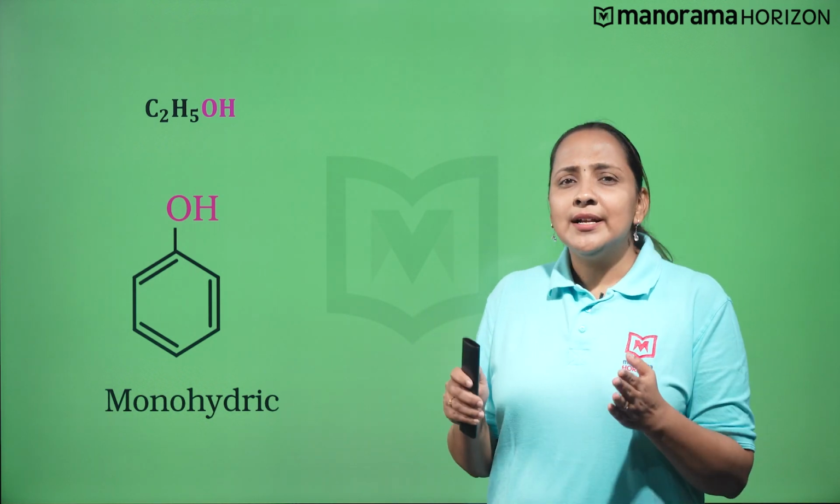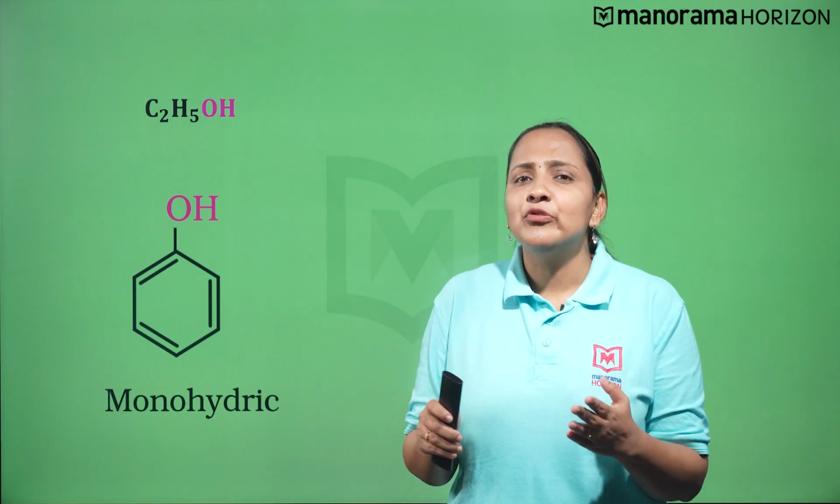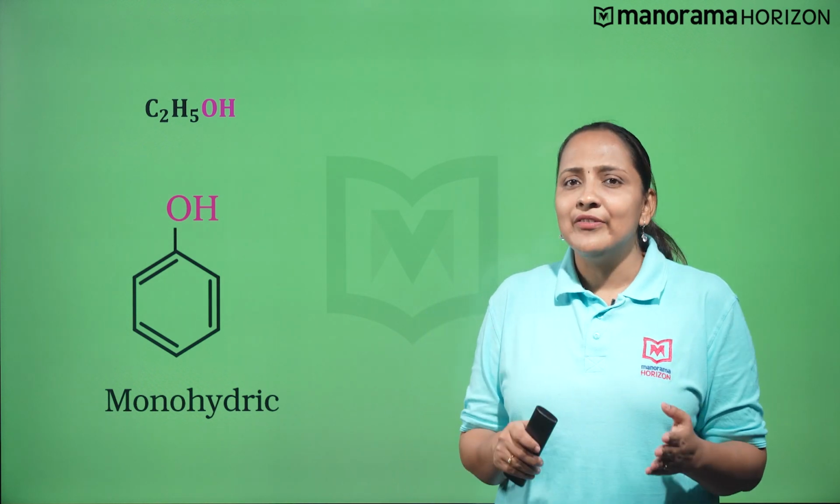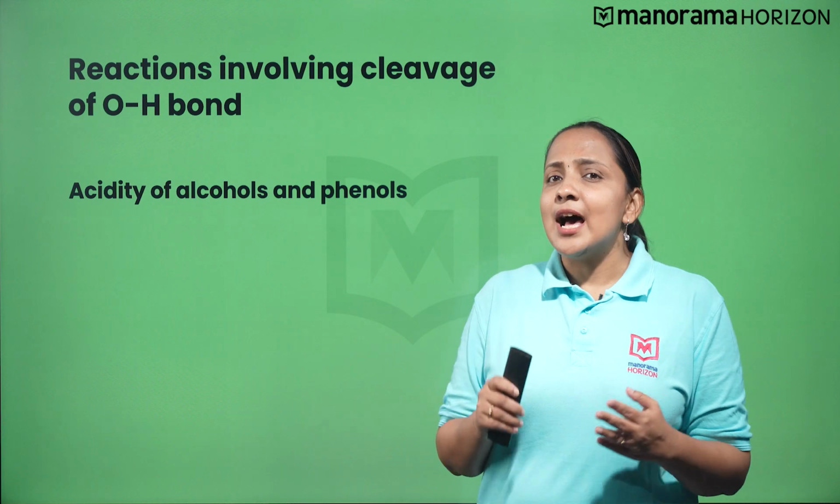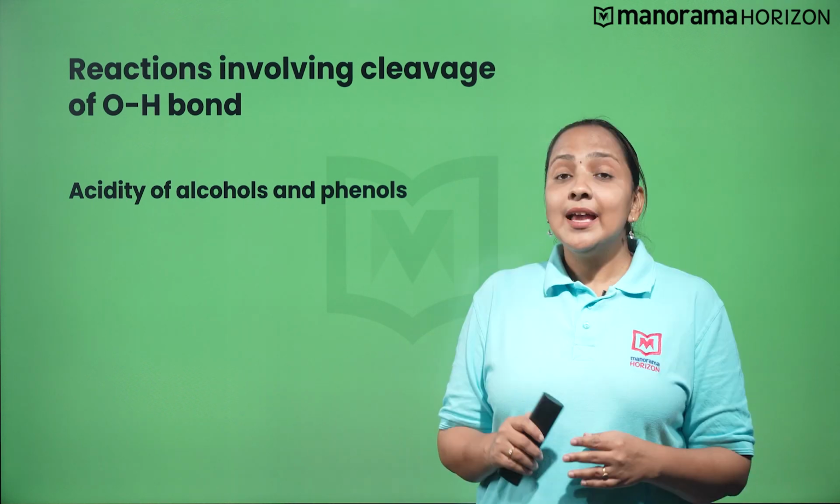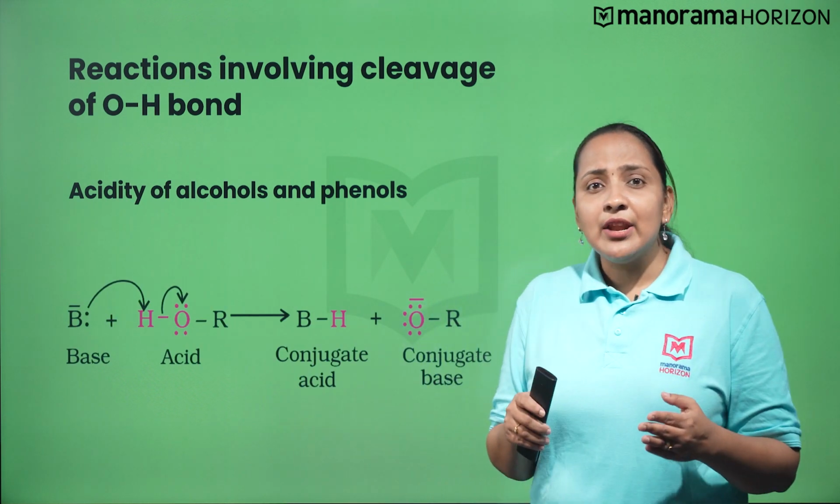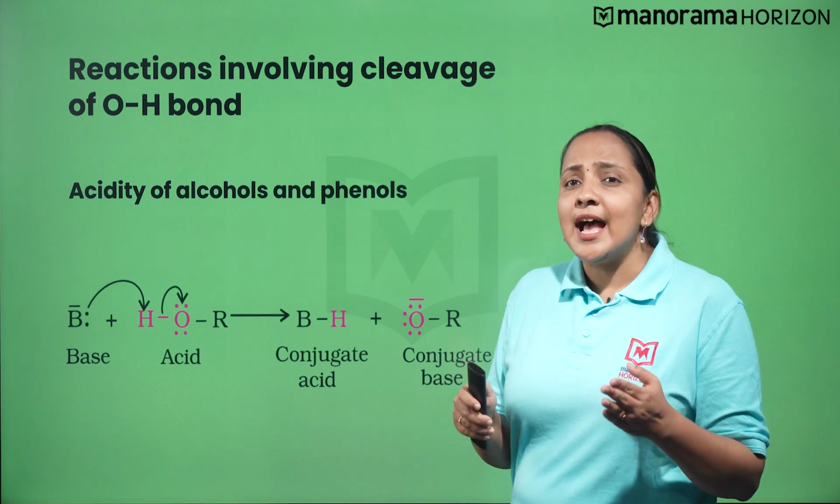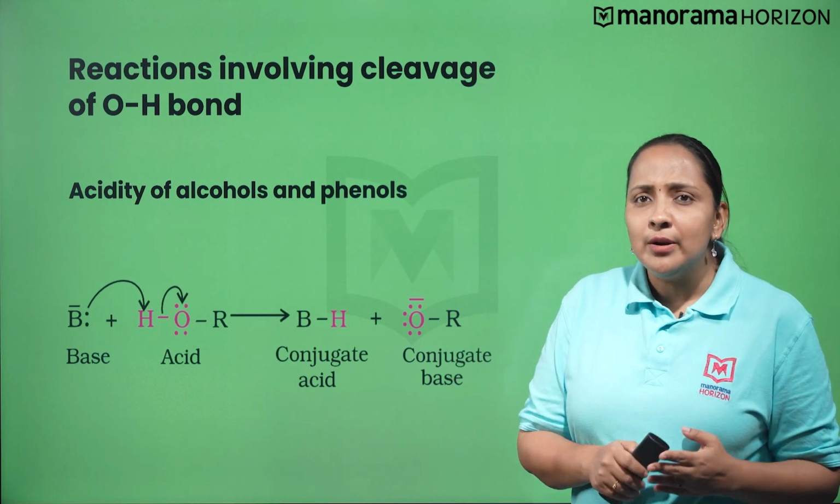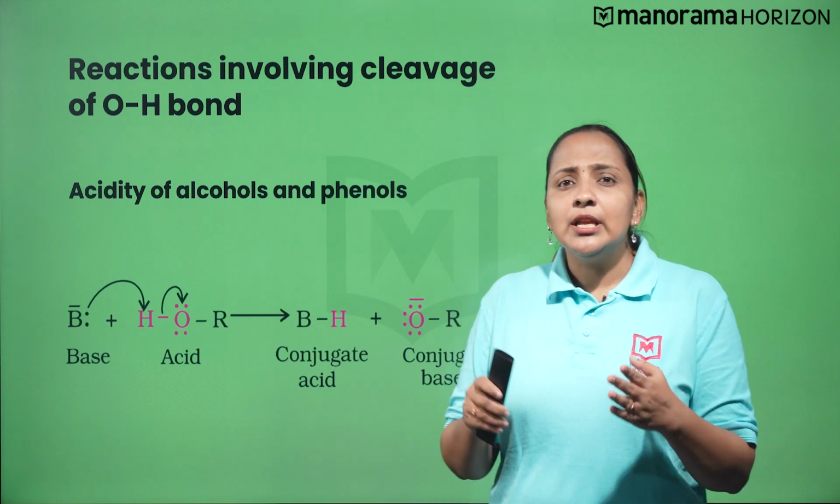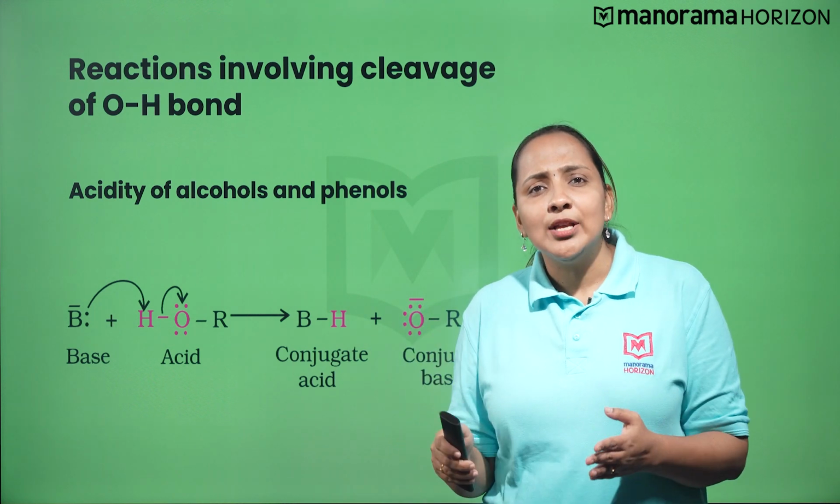Let us now take a closer look at some of the different properties of alcohol, starting with acidity. Alcohols as well as phenols are acidic in nature. In fact, alcohols and phenols are Bronsted acids, that is, they can donate a proton to a stronger base. This reaction involves the cleavage of the OH bond.